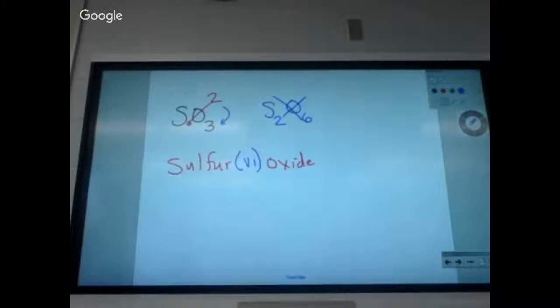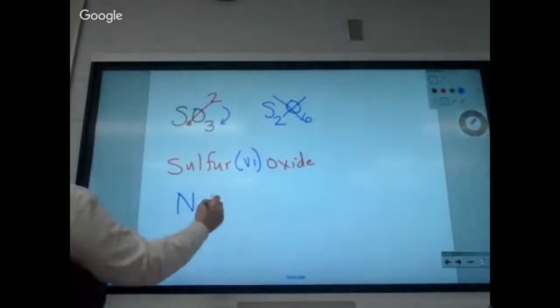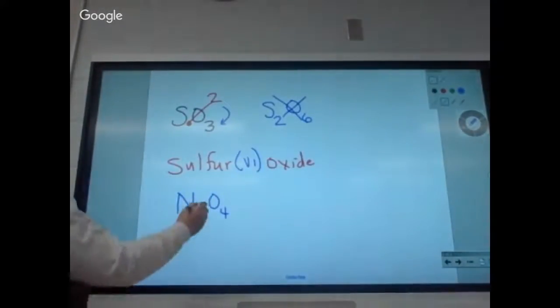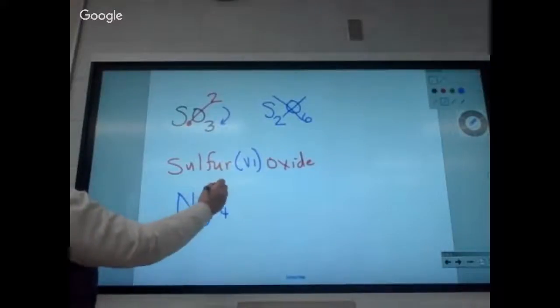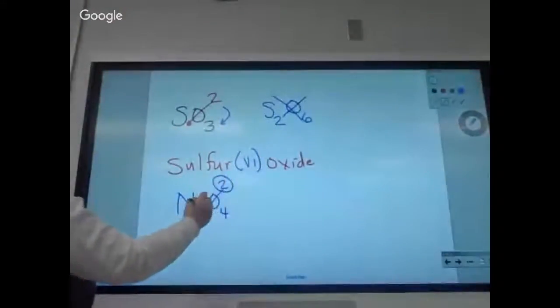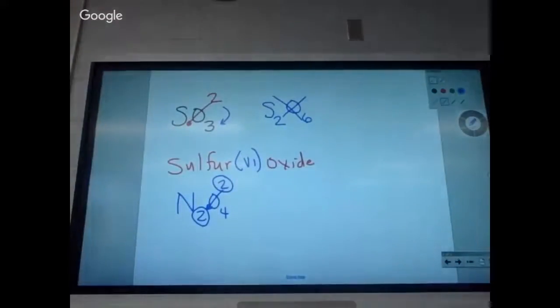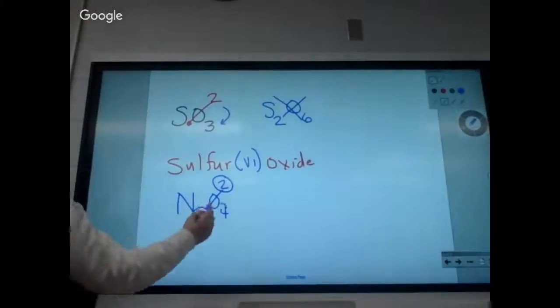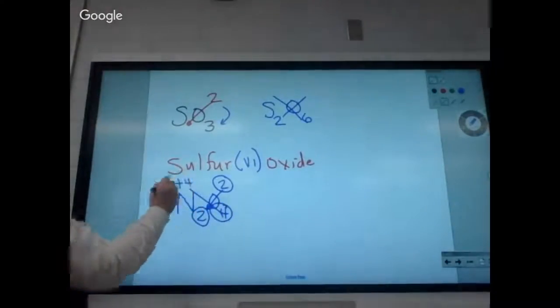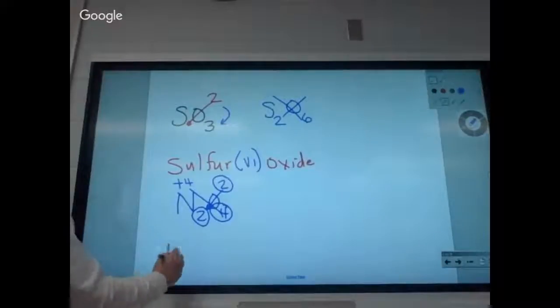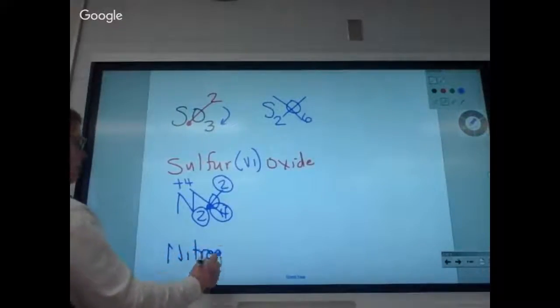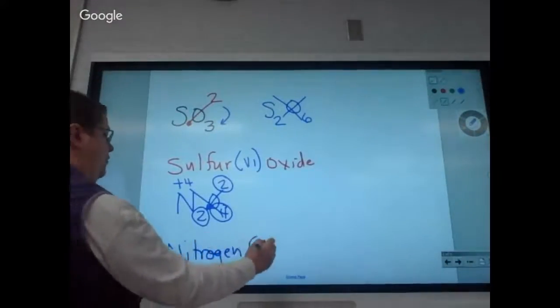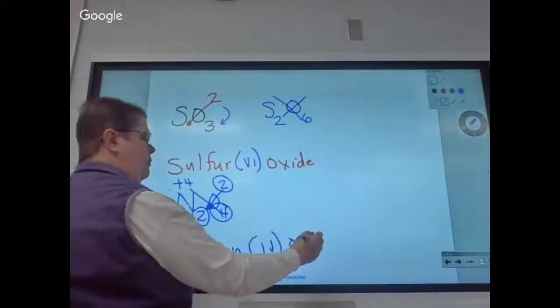Okay. All right, so if you had something like N2O4, the 2 is here. So when you check, the oxidation number is a 2. The 2 is written. So was this one reduced? No. So you wouldn't have to do any of that multiplying stuff I did. You would know nitrogen was straight up a +4. That one's not reduced. So you would write it as nitrogen, Roman number 4, oxide.